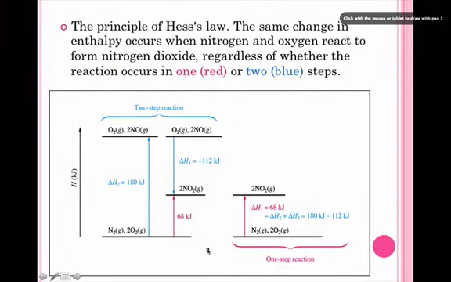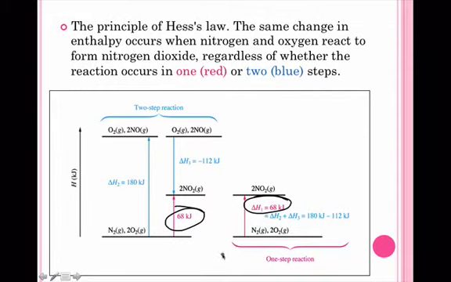All right, here's an example that shows you that enthalpy is a state function. It doesn't matter the pathway you take. This is the example taking nitrogen and oxygen and getting nitrogen dioxide. So you can either do a 2-step reaction, which this would be step 1, step 2, or you can do a 1-step reaction where it just goes from here to here. Either way, your change in enthalpy is the same. It doesn't matter how many steps you take, the delta H of your final product will still be the same.